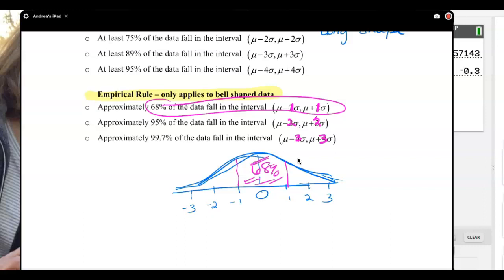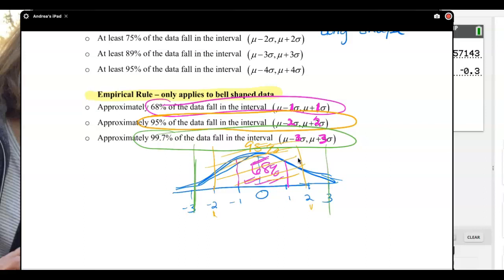That's what the empirical rule tells us. And then it tells us 95% fall within 2 standard deviations of the mean. So that means 95% of our data fall between these two values. And then it also tells us that 99.7% fall within 3 standard deviations. Make sense?